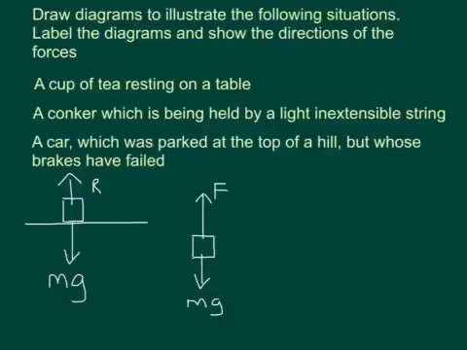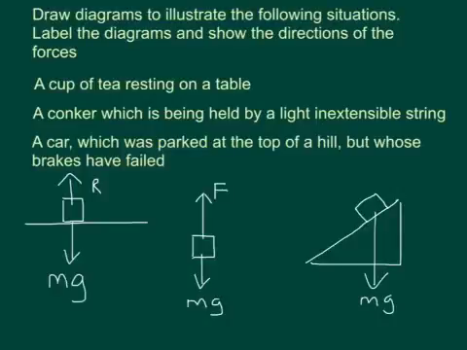Then we've got a car parked at the top of a hill. Here's a hill, and here's the car. It does look like a conker, but don't worry about that. The car has a weight, and there's also a normal reaction. The word normal means at right angles. So the normal reaction is at right angles to the surface on which it's resting. So it's on that surface, the normal reaction is at right angles to it.